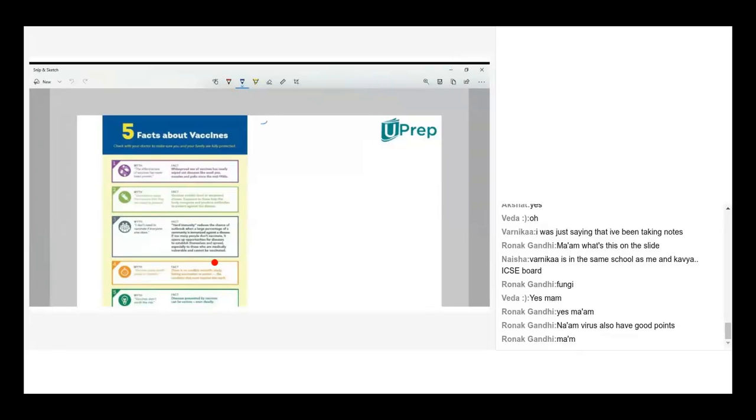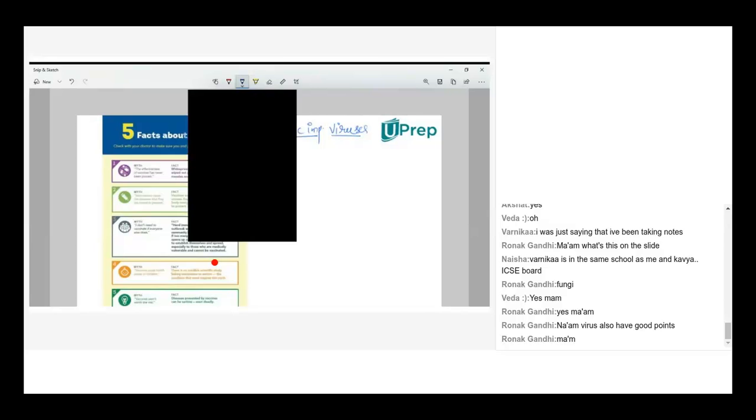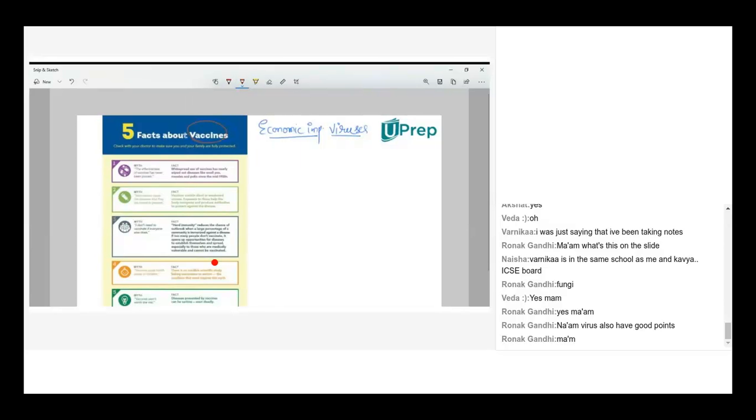When we talk about the economic importance of viruses, first we discuss vaccines. So how vaccines are so important to humankind, that we'll discuss.